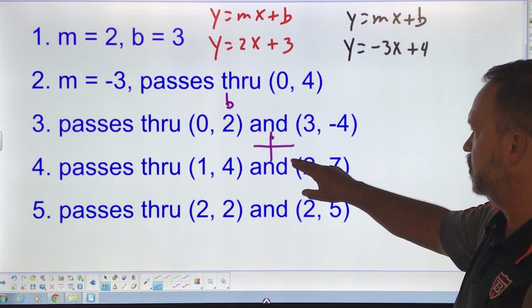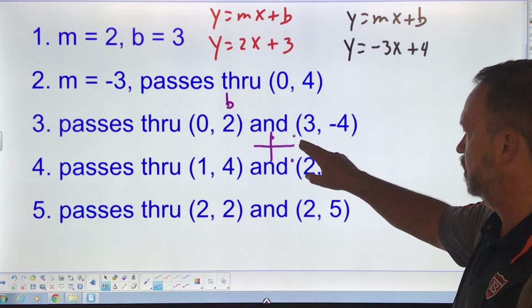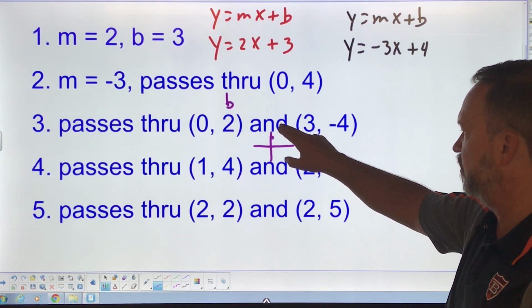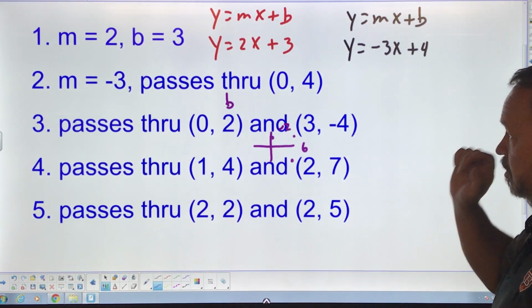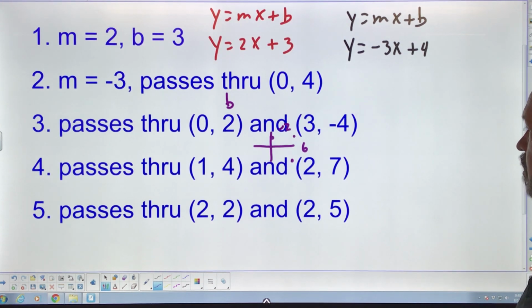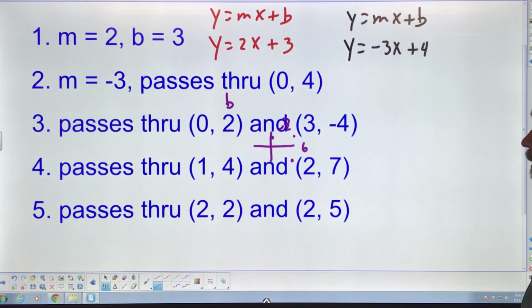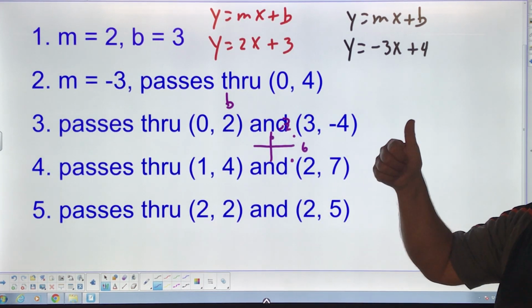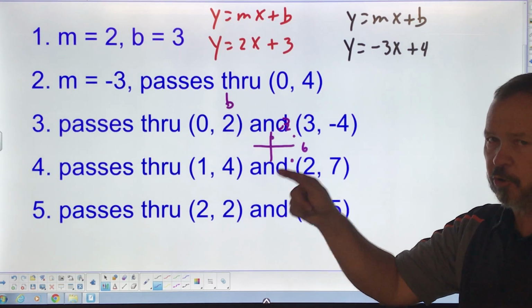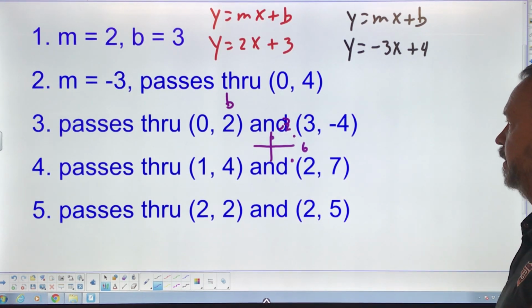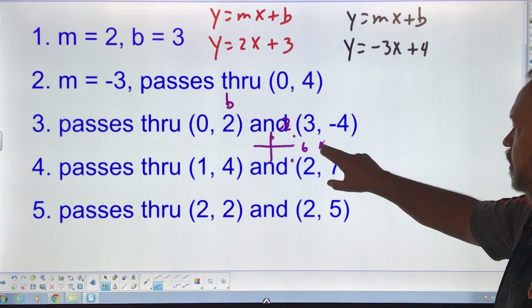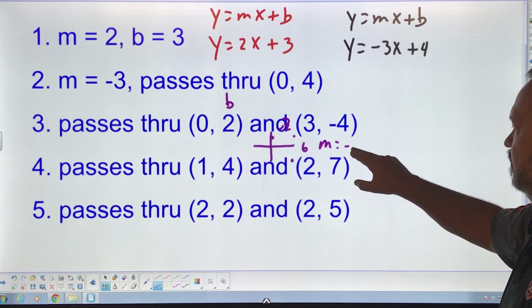You're going to rise 6, run -2. Oh, run -3. I'm trying to cheat, sorry. Like I said, use the formula or graph it and actually count rise over run. So I'm believing here that the slope is -2.